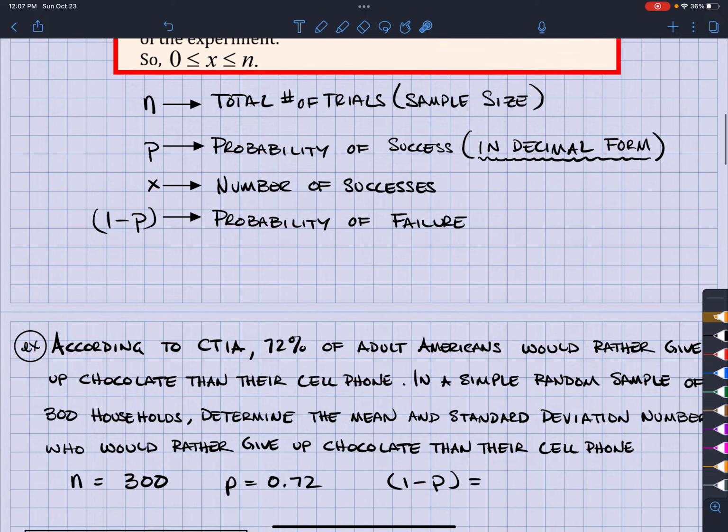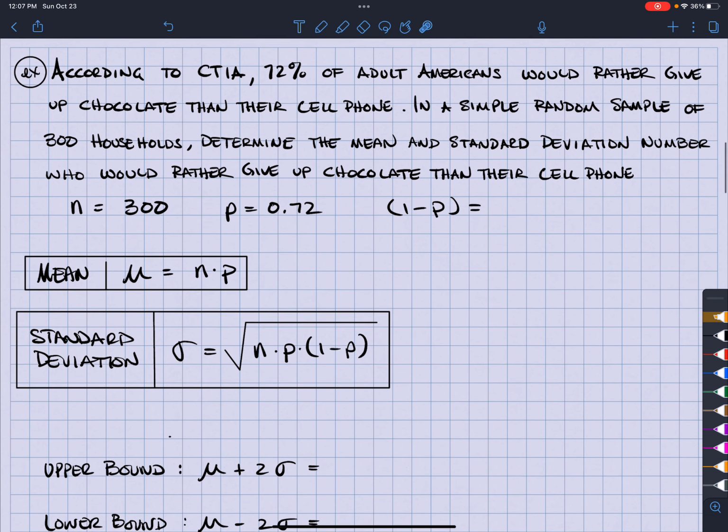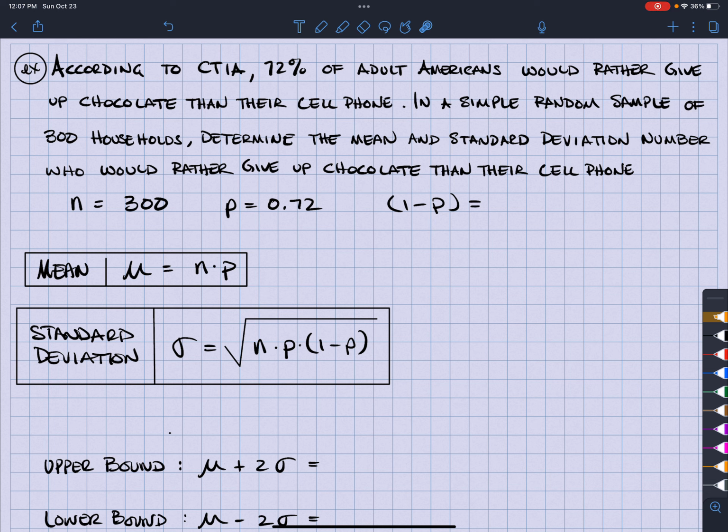So let's try a word problem here. According to CTIA, 72% of adult Americans would rather give up chocolate than their cell phone. So what is the 72%? Well, 72% is going to be the probability of success. So that is going to be my P. In a simple random sample of 300 households, what is that? 300 households is really my number of trials, or my sample size.